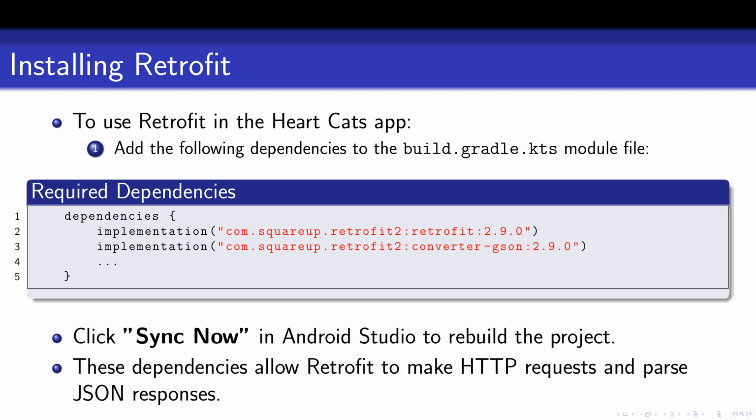To use Retrofit in your project, add the required dependencies to your build.gradle.kts file. These include the Retrofit core library and a JSON converter for JSON parsing. After syncing the project, you'll be ready to define your API interface and begin making network calls.